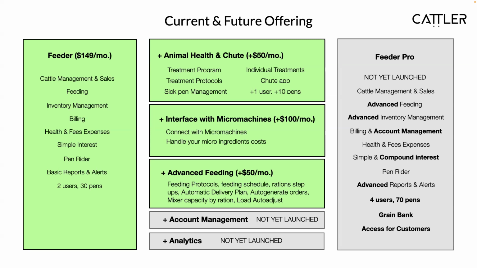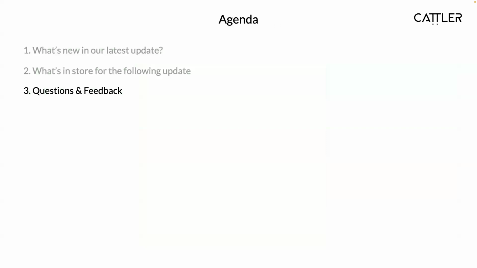One thing that we will probably get later in the year, very late in the year, is a full analytics section. I think before that, we will begin to launch more cow-calf and pasture features. So yeah, that's a little bit how this is rolling. Any questions or feedback? We're open for any questions you may have.